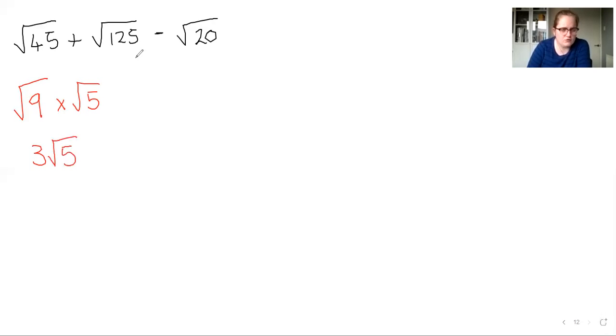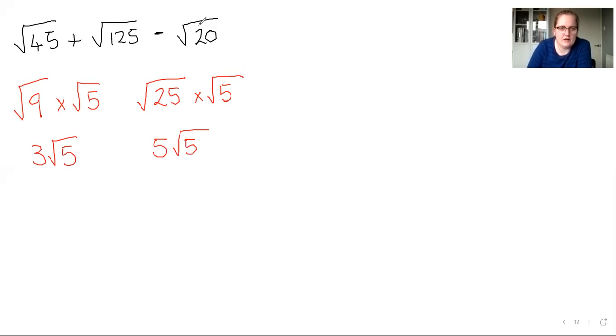Okay, let's look at 125 now. So 1, 4, 9, 16, 25 does fit. So we've got root 25. 25 goes into the number 125 5 times. So we've got root 25 multiplied by root 5. Simplify root 25 down into 5. And root 5 we can't do anything with, so we've just got root 5 on the end.